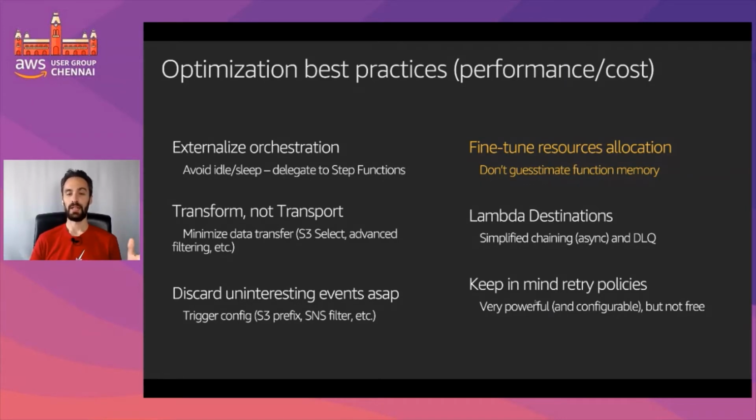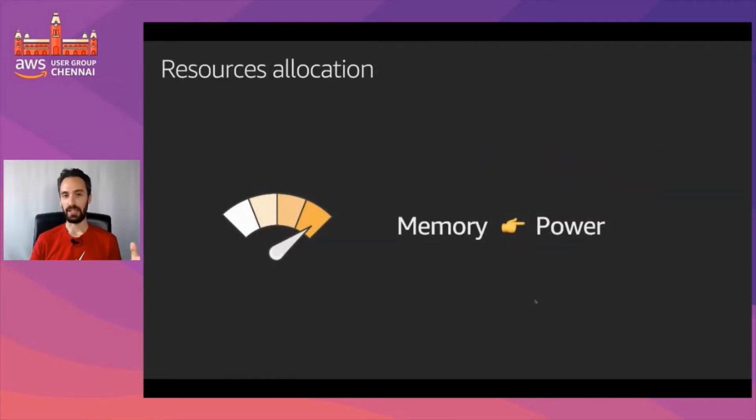And that's resource allocation. Now, I already mentioned that when you tune the memory, the RAM of your functions, you're actually allocating more or less power. Now, this is super important. So from now on, I'm just going to say power every time I mean memory. I don't know why we called it memory.